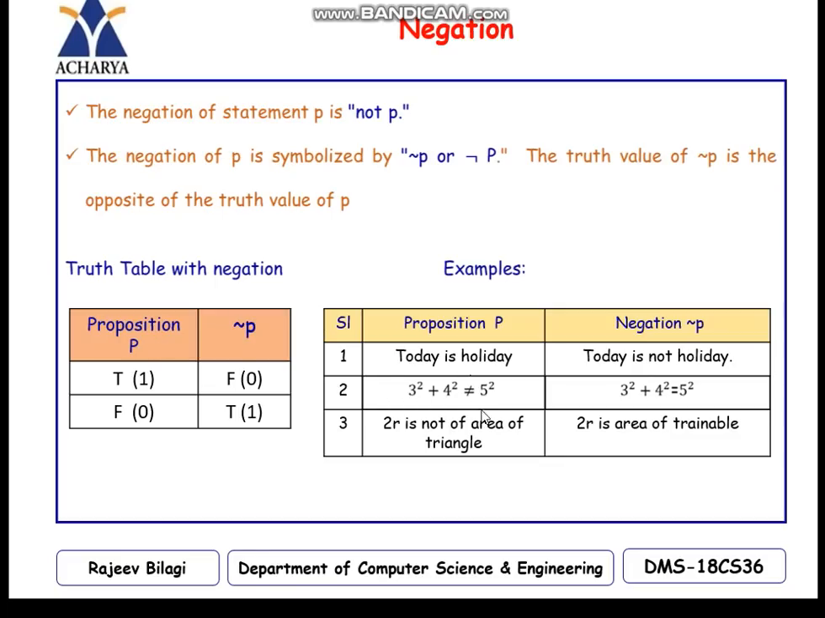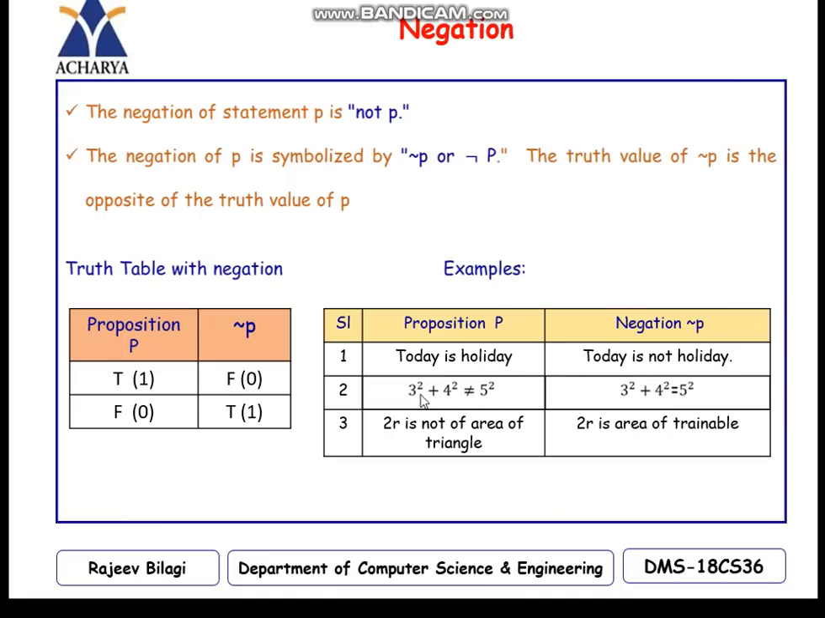So now I have written some of the examples. That is, today is a holiday. This is my statement P. So the negation of P is what? Today is not a holiday.